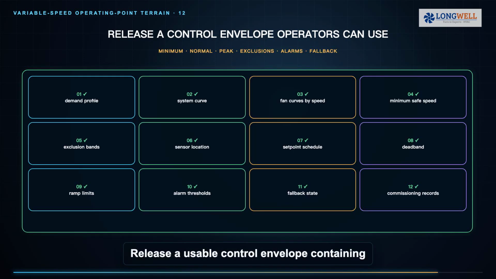Release a usable control envelope containing the demand profile, system curve, fan curves by speed, minimum safe speed, exclusion bands, sensor location, setpoint schedule, deadband, ramp limits, alarms, fallback state, and commissioning records. That package turns variable speed from a feature into a controlled operating strategy.